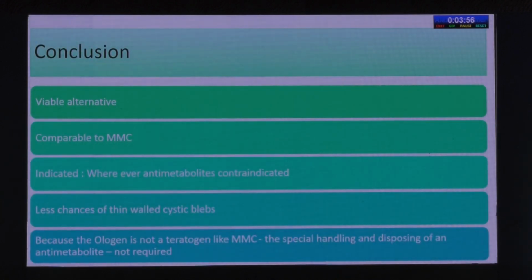So, to conclude, I will say it is a viable alternative. It is comparable and indicated where anti-metabolites are contraindicated, because it causes less thin wall cystic bleb. And moreover, we don't need to dispose of the sponges as we need to do for mitomycin C. Thank you so much for your kind attention.